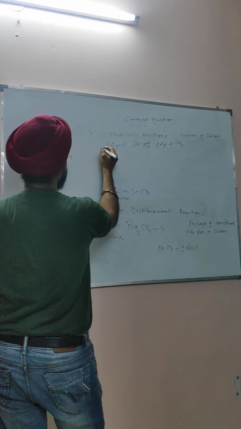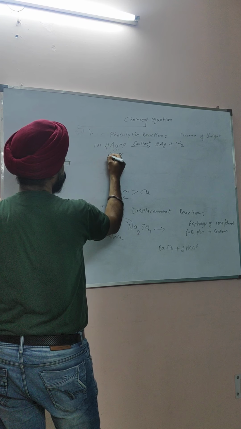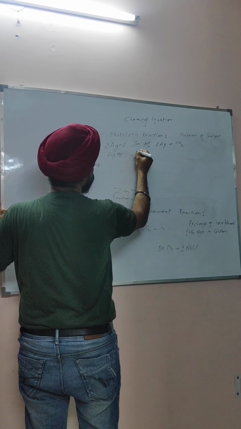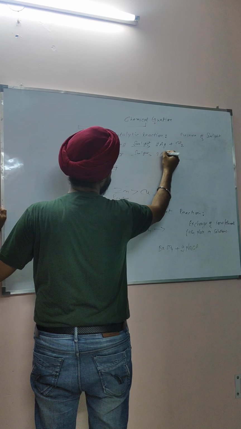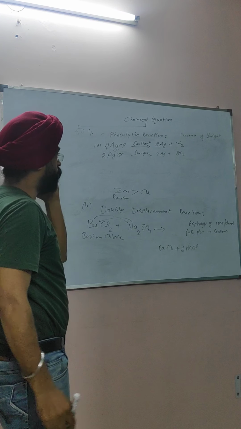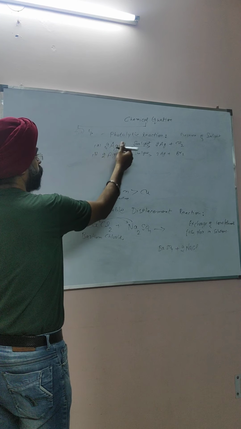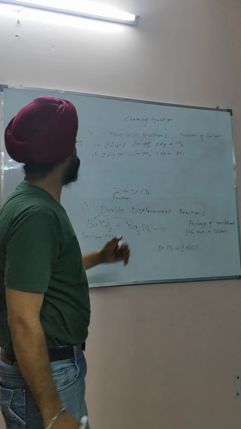Another example of this, silver bromide, you can write AgBr. In the presence of sunlight, 2Ag plus Br2. This is also the same reaction. Silver chloride and silver bromide are both types of photolytic reaction.